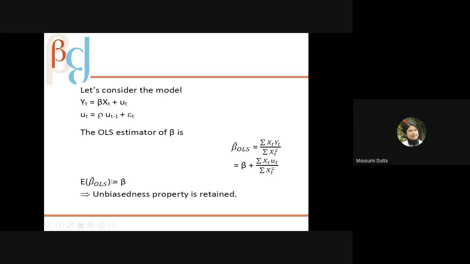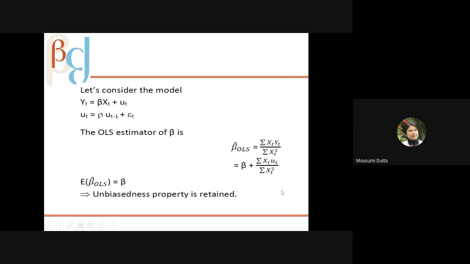Now one by one, let's check the properties of this beta hat. Expectation of beta hat OLS is equal to expectation of beta, which is equal to beta, plus summation xt, expectation of ut, divided by summation xt square. Already we got that for the AR1 process or MA infinity process, expectation of ut is equal to 0. So the second part will vanish and we can safely argue that beta hat OLS is an unbiased estimator of beta.